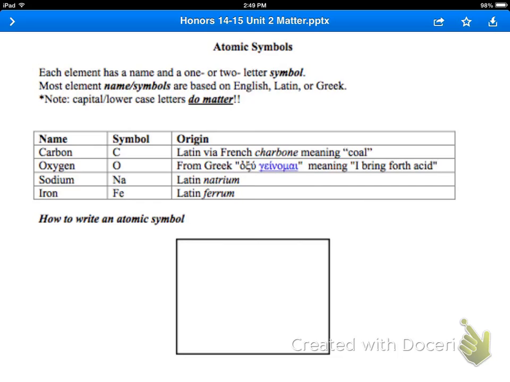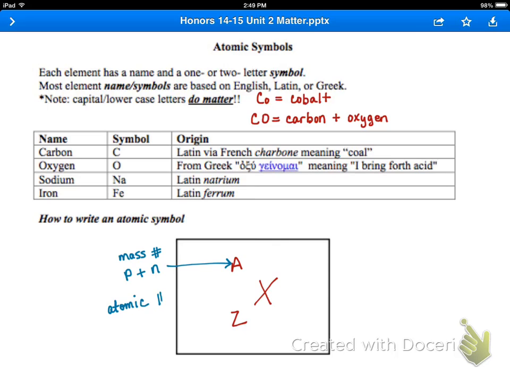Here's how we write an atomic symbol. A little bit of information: again, uppercase and lowercase do matter. C and o, with a lowercase o, is cobalt. But if you have capital C, capital O, then that would be carbon plus oxygen. So you have to pay close attention. How to write an atomic symbol.